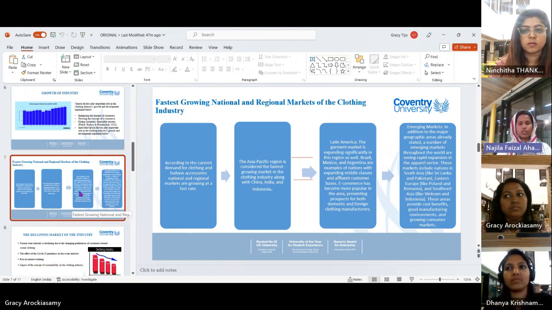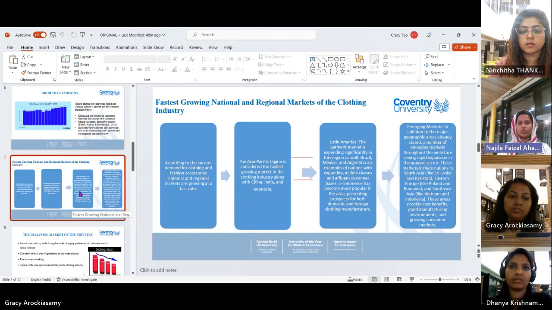And the next is Latin America. Certain Latin American countries such as Brazil and Mexico have shown strong potential in the clothing industry. The growing middle class and urbanization have contributed to an increased demand for fashionable apparel. And this one is Africa. Countries like Ethiopia and Kenya have emerged as potential manufacturing hotspots due to their relatively low labor cost and the presence of export-oriented garment manufacturing hubs.